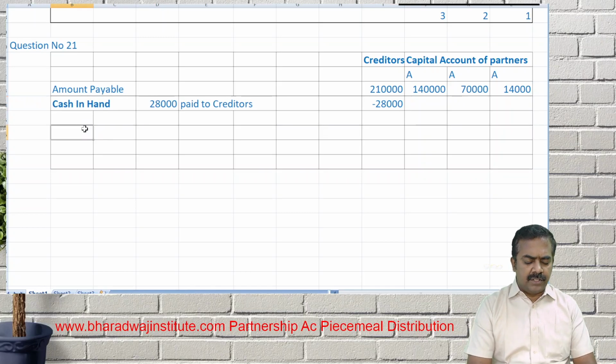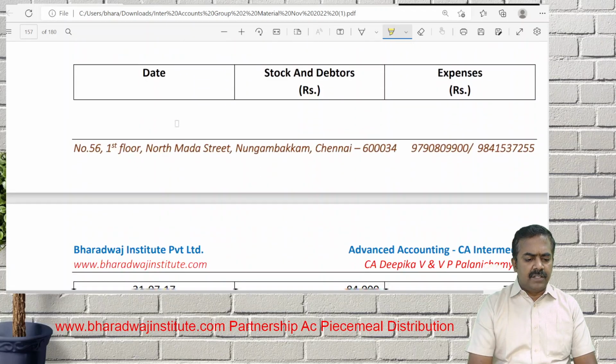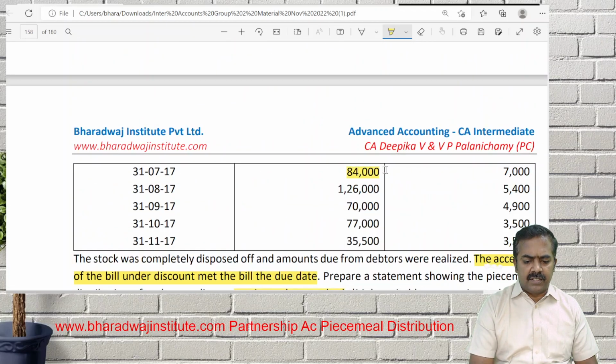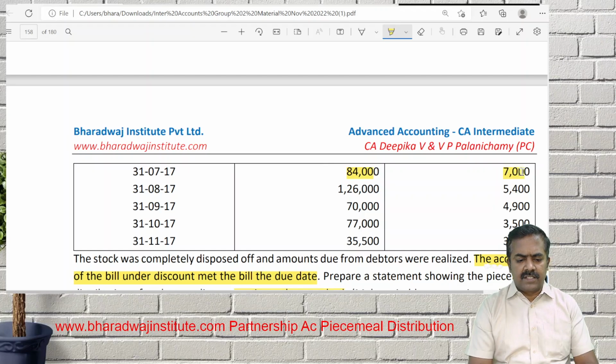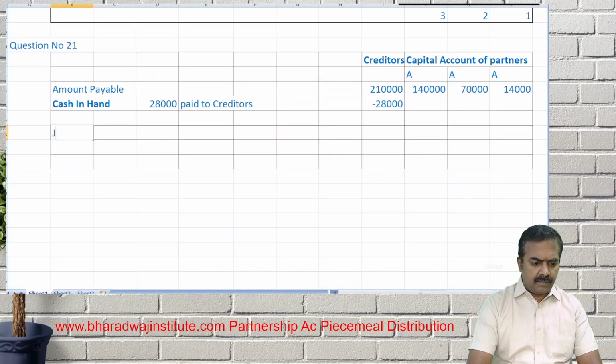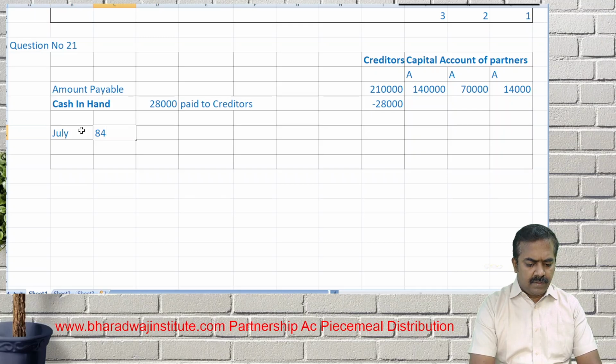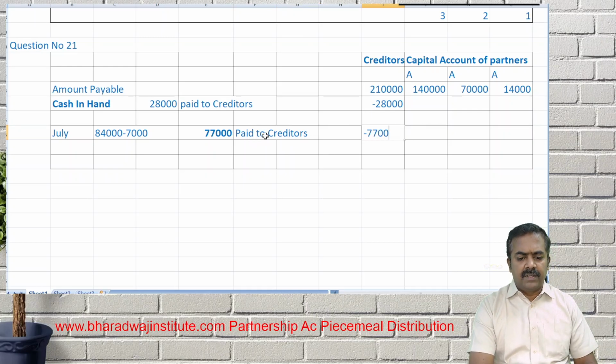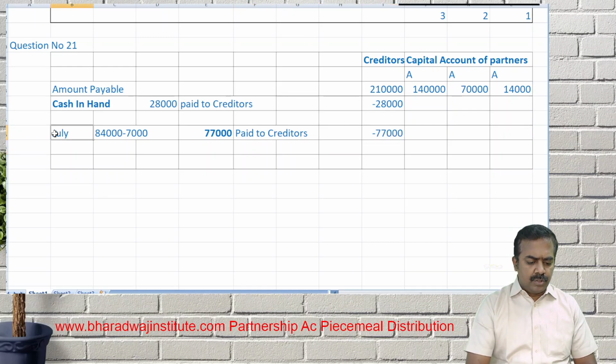Then which month realization? July month. Look at the net realization. 84,000 minus 7,000. What is the net amount realized? 77,000. Again, this will be payable to whom? Paid to creditors. Till creditors are settled, keep paying them. How much you have to pay them? 77,000. So July month realization also we are paying to creditors only.